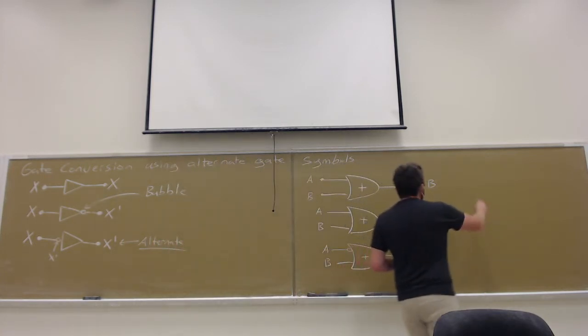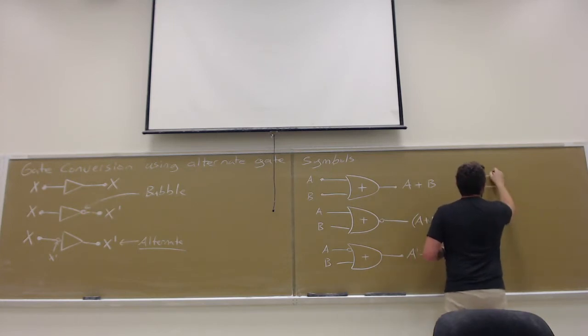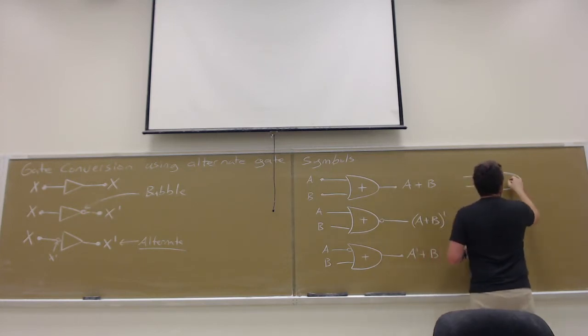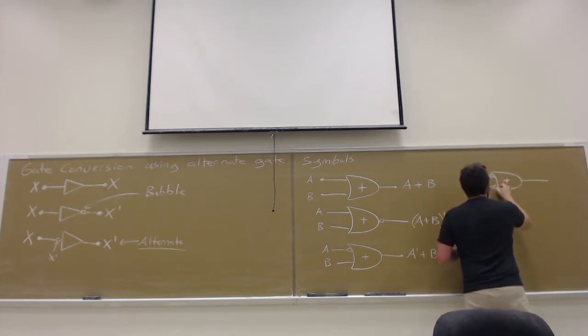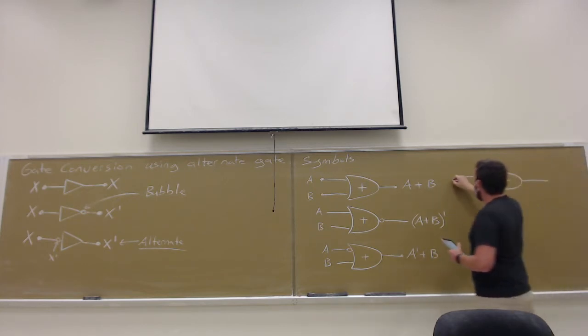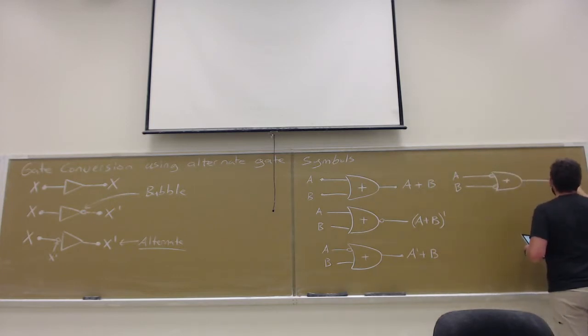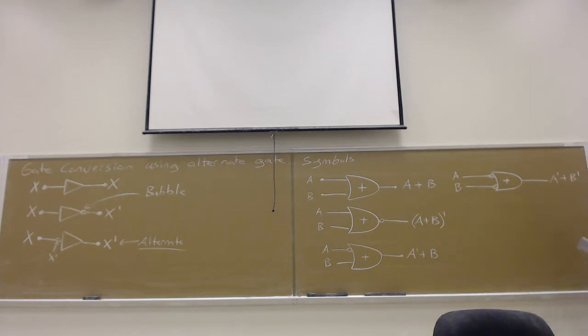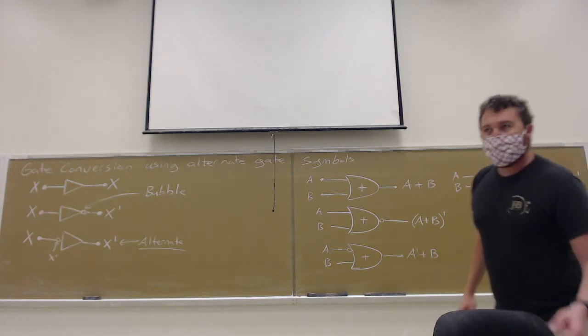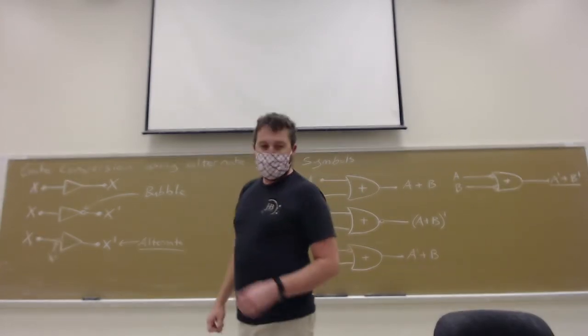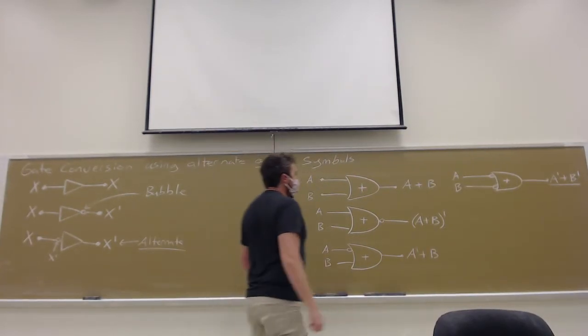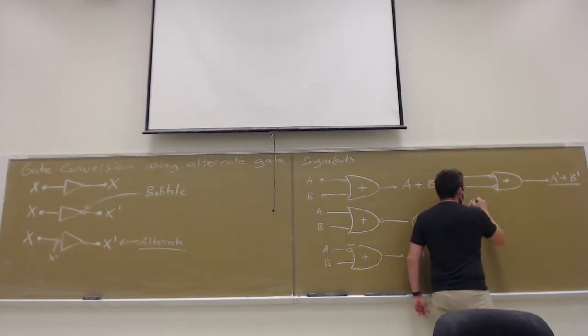What if we did bubbles on both inputs? So we've got a bubble on both inputs A and B. That's going to get us what? A prime or B prime. What's special about A prime or B prime? Set off a little red flag in your mind. It equals A and B. Not just, not quite. It's close.